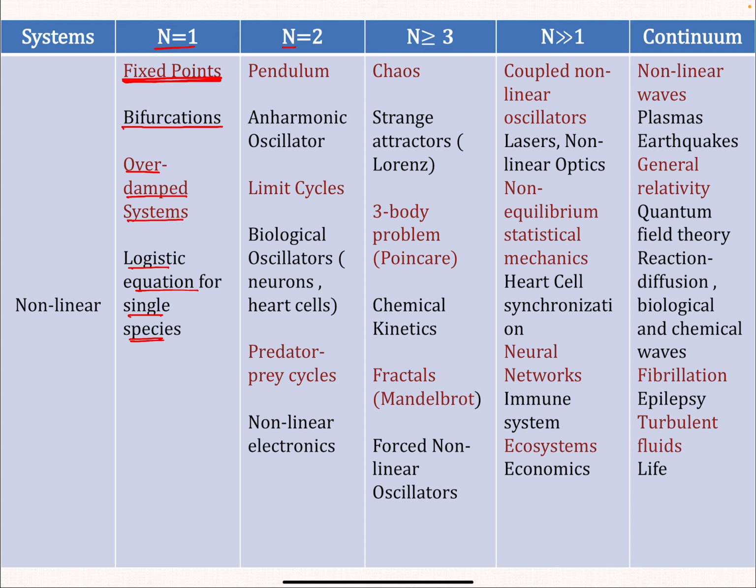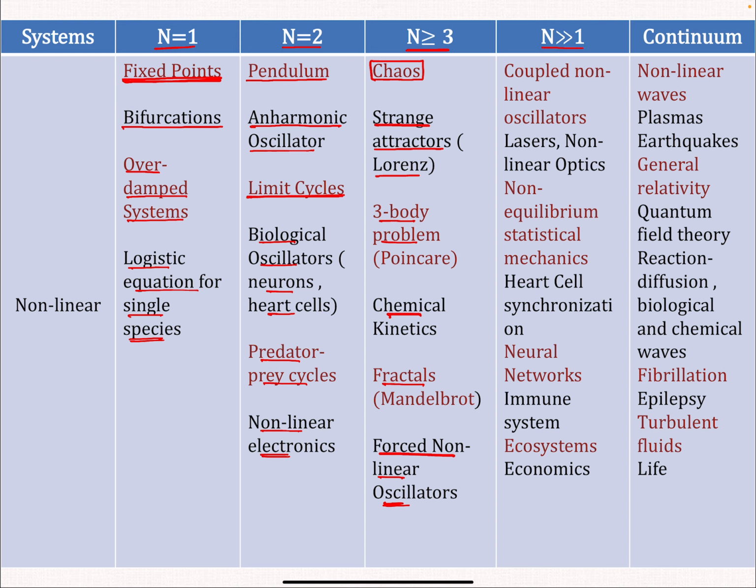When there are two-dimensional nonlinear systems, examples are the pendulum and harmonic oscillators. Limit cycles is a phenomenon performed by two-dimensional nonlinear systems. Similarly, biological oscillators like neurons, heart cells, predator-prey cycles, and nonlinear electronics are examples. When n is equal to or greater than 3, here comes chaos, and the behavior can be shown by strange attractors. The three-body problem is an example of it. Chemical kinetics, fractals, and forced nonlinear oscillators are a few examples of this.